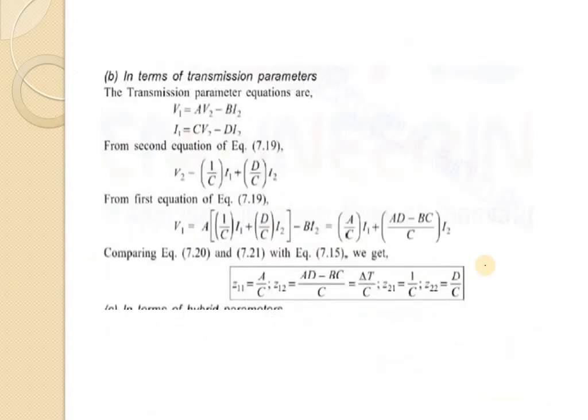Similar calculation we will do for ABCD parameter also. So the transmission parameter equations, first we will write: V1 equals A into V2 minus B into I2, and I1 equals C into V2 minus D into I2. So from the second equation, I1 equals C into V2 minus D into I2, we have used this relation. This is 7.19.